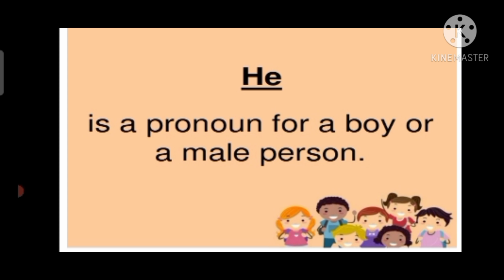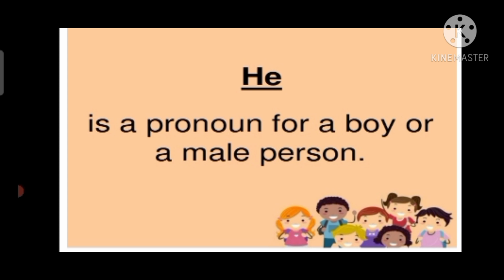So, he we are using for a boy or a male person. So, if a sentence is there, Rahul is writing. Rahul, he is writing. So, we can use he instead of Rahul. Rahul is the name of a boy. So, instead of that noun, Rahul is a noun there, is it? There we can use he. He is writing instead of Rahul.